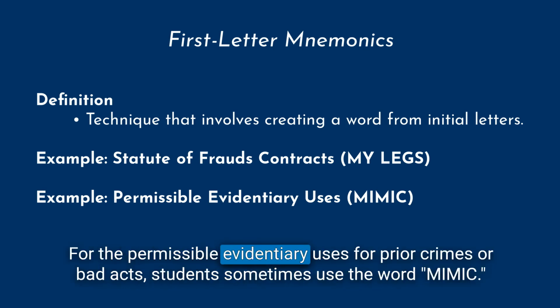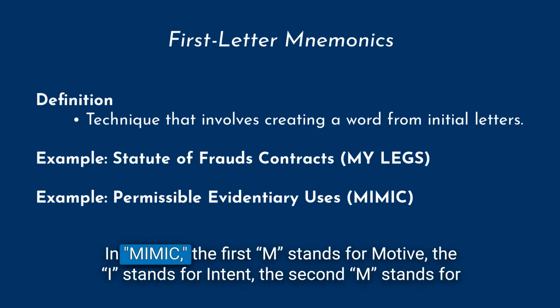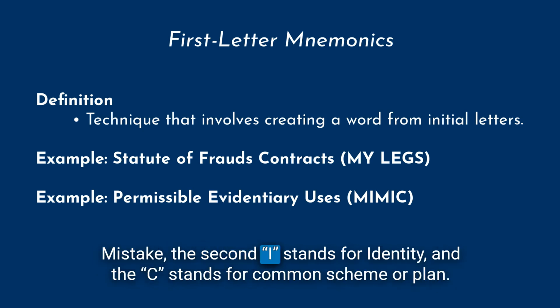For the permissible evidentiary uses for prior crimes or bad acts, students sometimes use the word "mimic." In mimic, the first M stands for motive, the I stands for intent, the second M stands for mistake, the second I stands for identity, and the C stands for common scheme or plan.